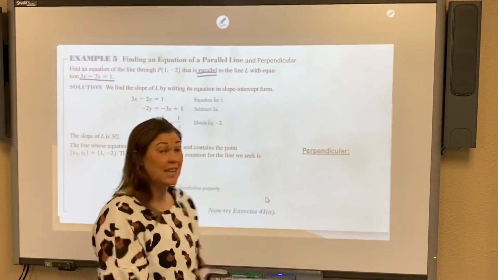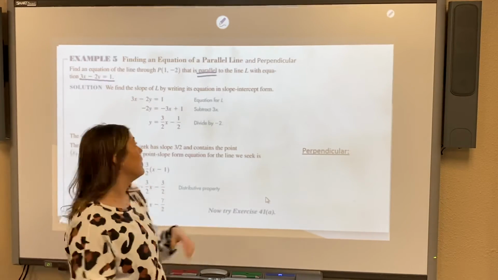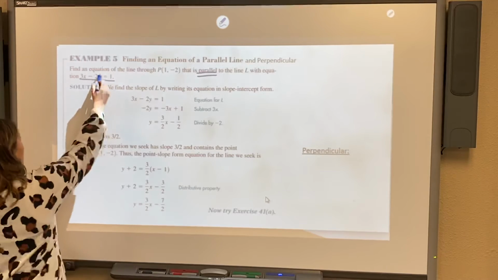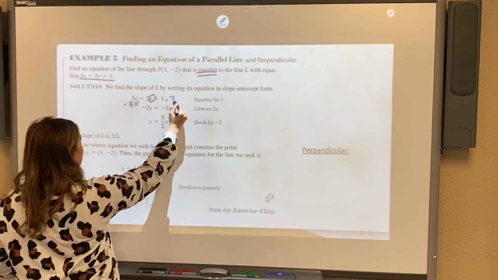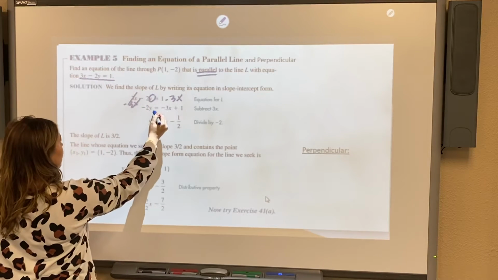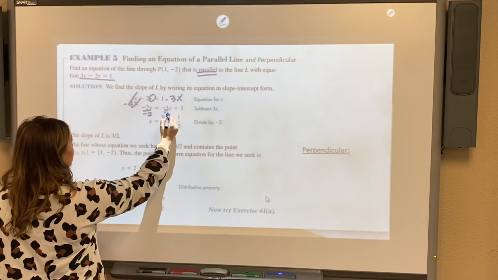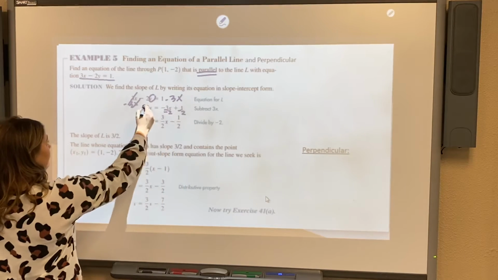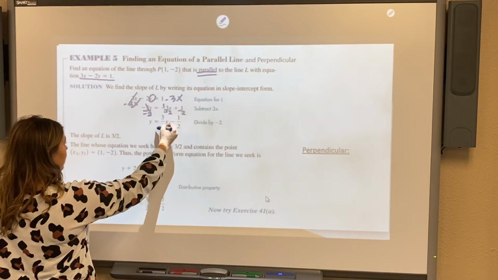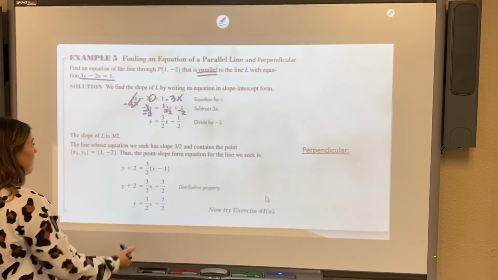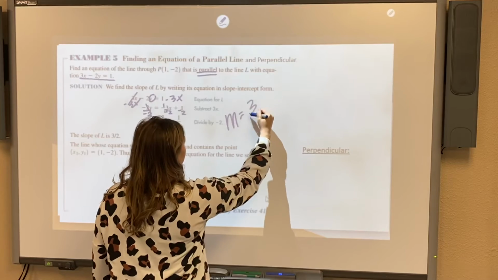Okay, so by looking at this right here, we don't know our slope. So we have to get it into slope-intercept form. So by doing that, we solve for y. To solve for y, we subtract 3x from both sides. So -2y is equal to -3x plus 1. Divide by -2 to all three terms. So we have y is equal to negative divided by negative is a positive 3 over 2x, and then minus 1/2. So our slope here, our m, is equal to 3 over 2.